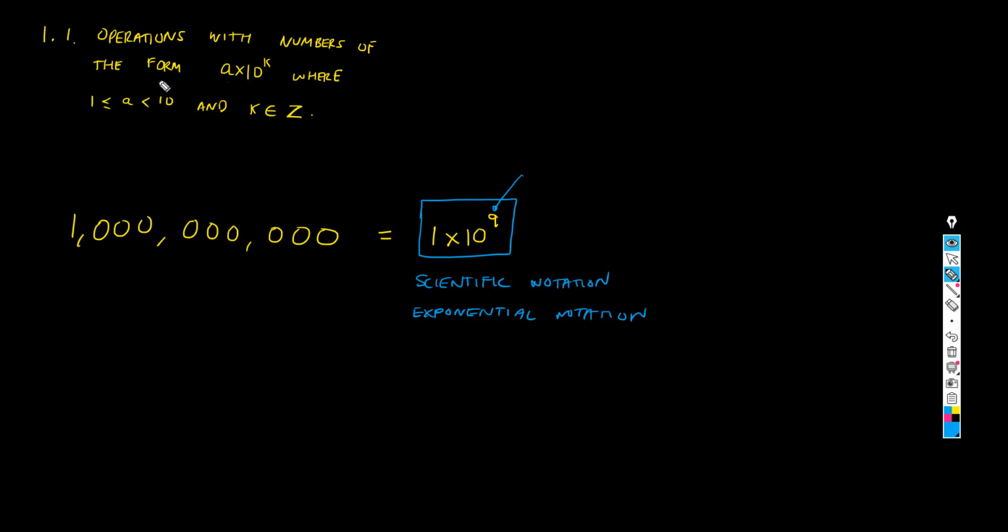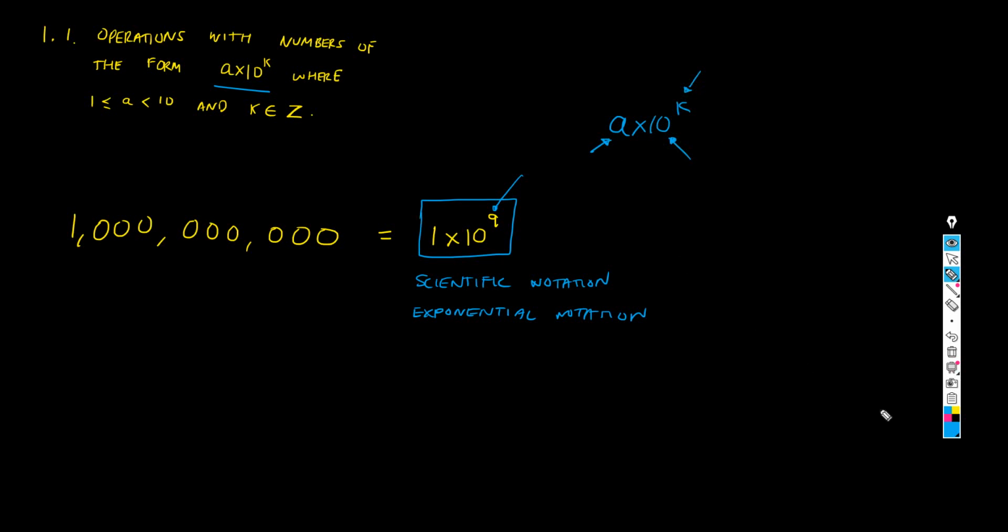Now, you must understand the following: the form of this notation is a times 10 to the k. What that means is that you have a number in here, and then you have a times, and then you have a base, the base 10, it has to be base 10, and then you have the base 10 raised to a certain exponent.